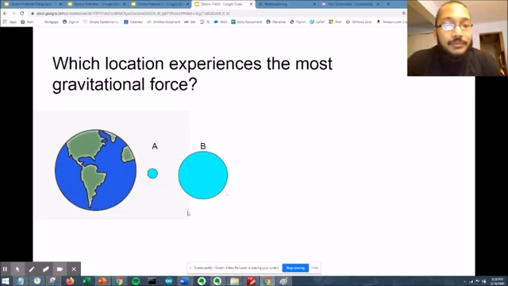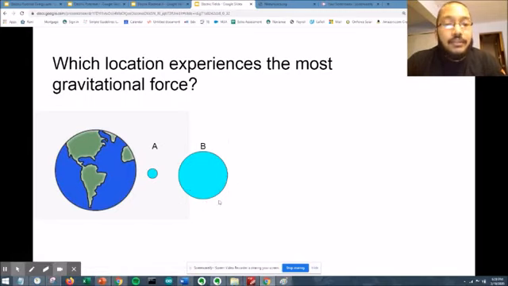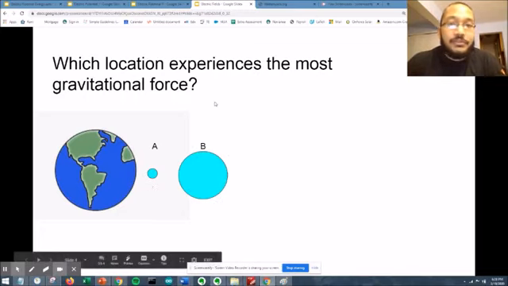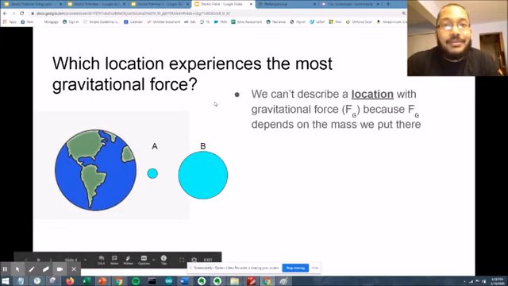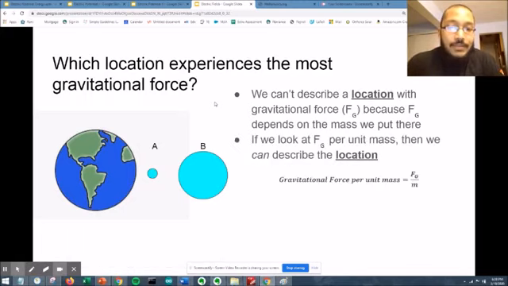I can't say, for this location, what gravitational force a mass will experience here. It depends on the mass, whether it's a big one or a small one. So what do? Let's divide out the gravitational force. Let's divide it by the mass and look at the gravitational force per unit mass. And equation-wise, that's what it looks like.